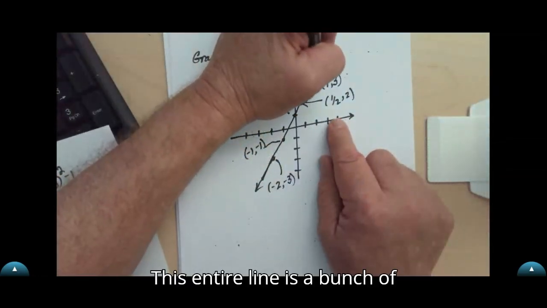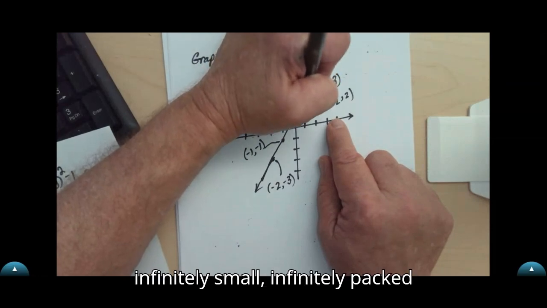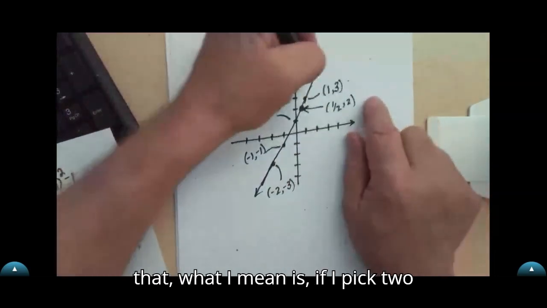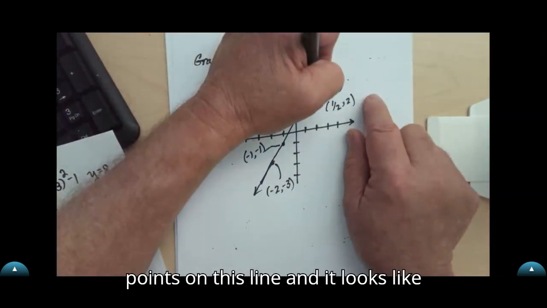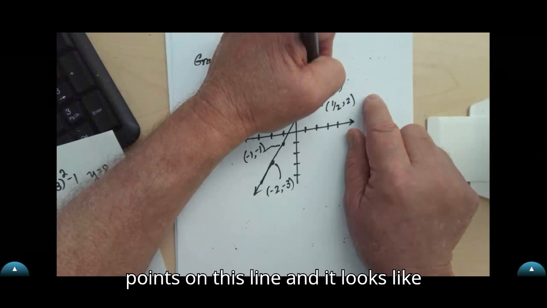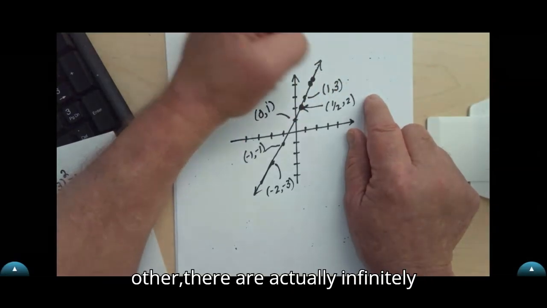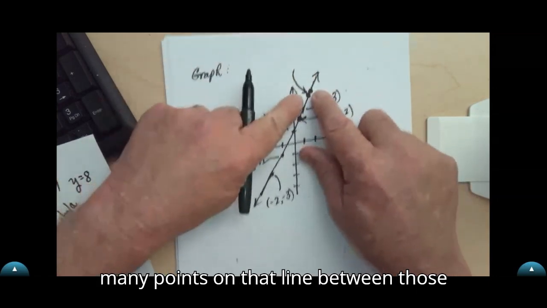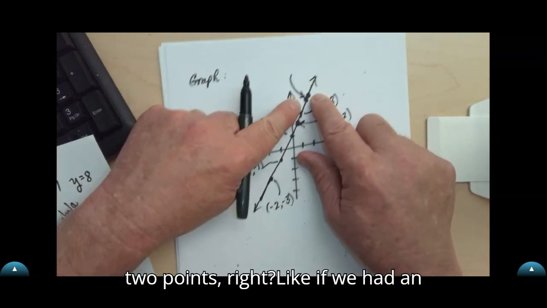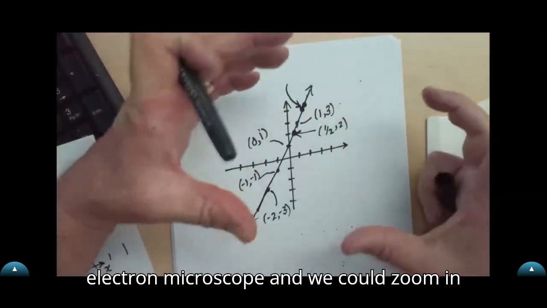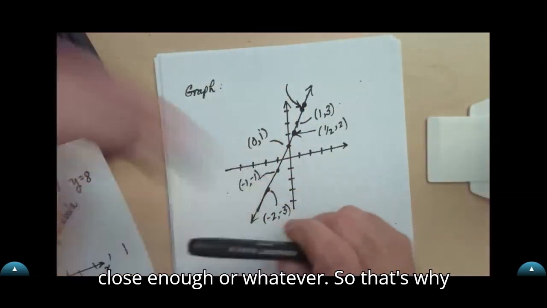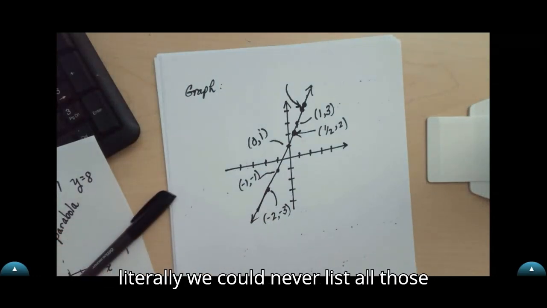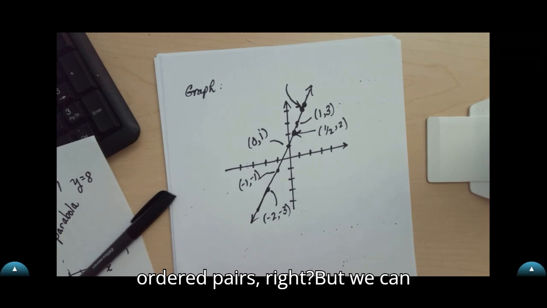This entire line is a bunch of infinitely small, infinitely packed together points, right? When I say that, what I mean is if I pick 2 points on this line and it looks like they're bumping right up against each other, there are actually infinitely many points on that line between those 2 points, right? Like if we had an electron microscope and we could zoom in close enough. So that's why we need graphs and equations, because literally we could never list all those ordered pairs, right?